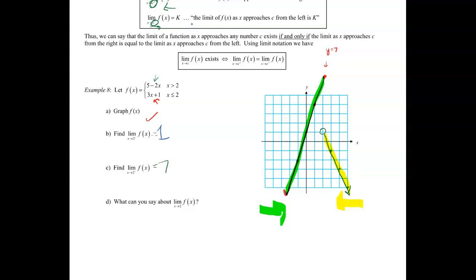Alright, so what can we say about the limit as x approaches 2 in general? Well, since 1 does not equal 7, we can't say that that limit exists. So that's what we call does not exist, which is pretty common notation among mathematicians. And it is okay on the AP test.